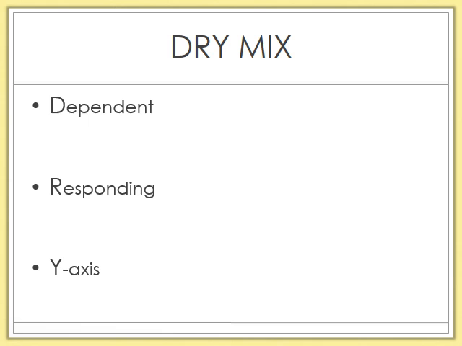Okay, so to remember how to place your X and Y axis with which variable, just remember DRY MIX. DRY stands for the dependent variable, which we also call the responding variable sometimes, and that is the y-axis. It's a responding variable because it is in response to something that you do. If you say something about a person, they're going to respond to you. So you can't control what they do.